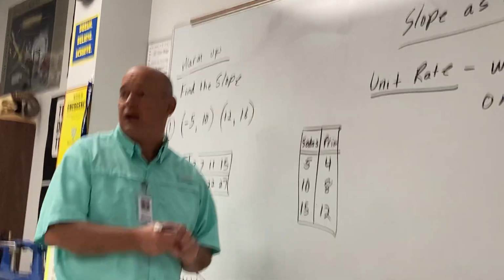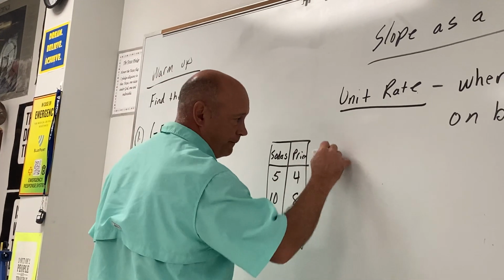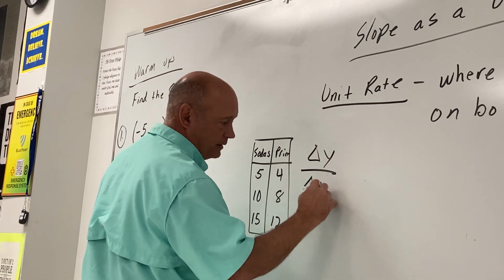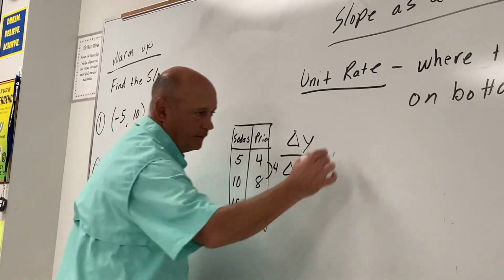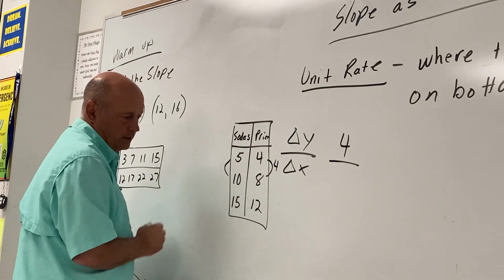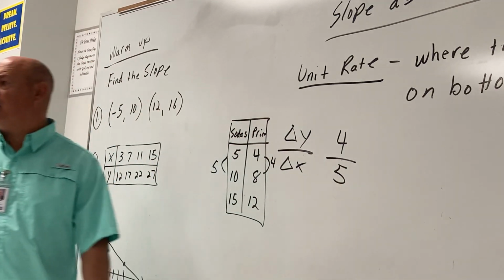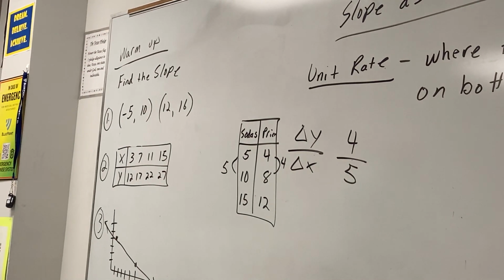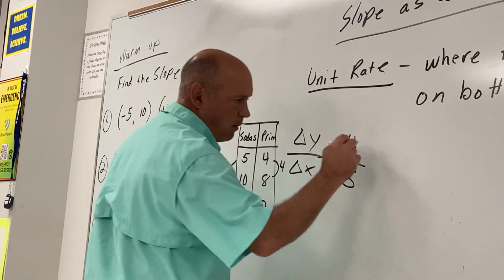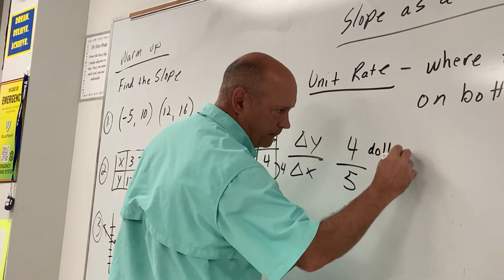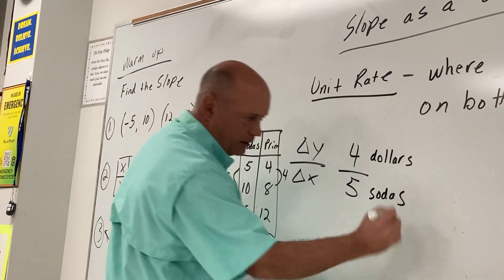What do I still need to find? For the table, change in y over change in x. All right, so let's talk about the change in y's. How much of the y is changing? How about the x's? Okay, so the way that we found slope is not going to change at all. The slope is 4 over 5, and let's label that. $4 for 5 sodas. Are you with me?